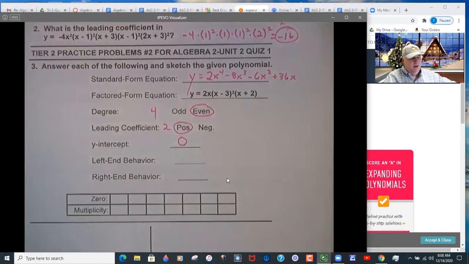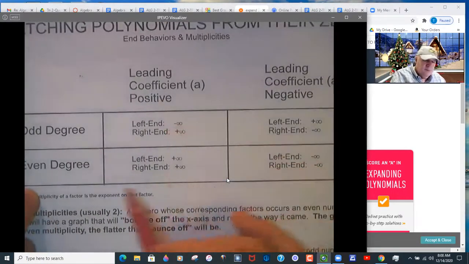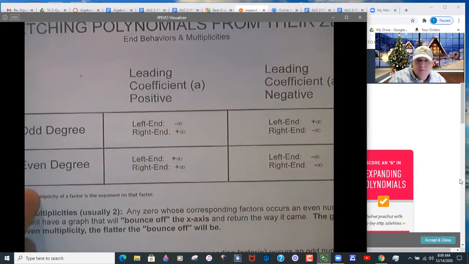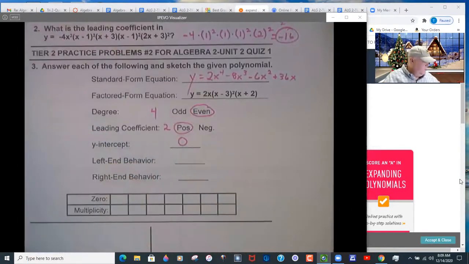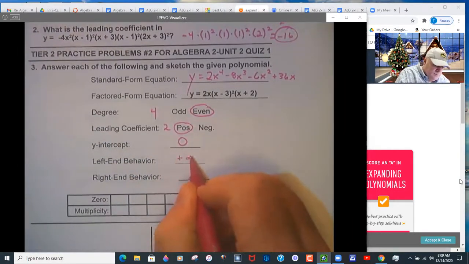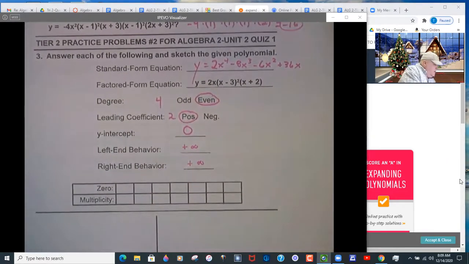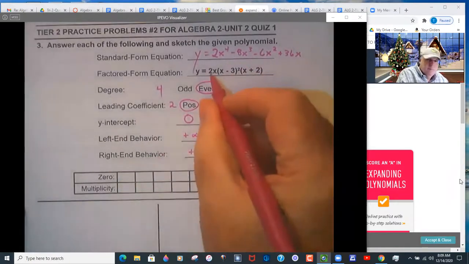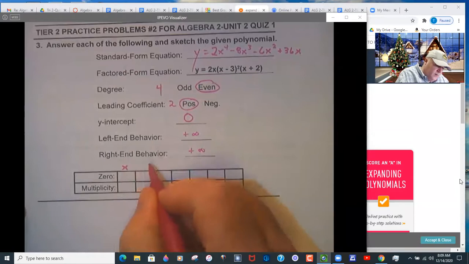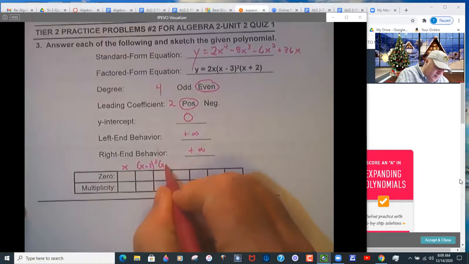So we then take out our trusty little guy here and look up even positive. Both end behaviors are positive infinities. Okay, so from there now we fill our little table in. So how does this work? Well, ignore the common factor in front and then just list all of these factors with their powers. I didn't put the power last time, but now I'm going to.